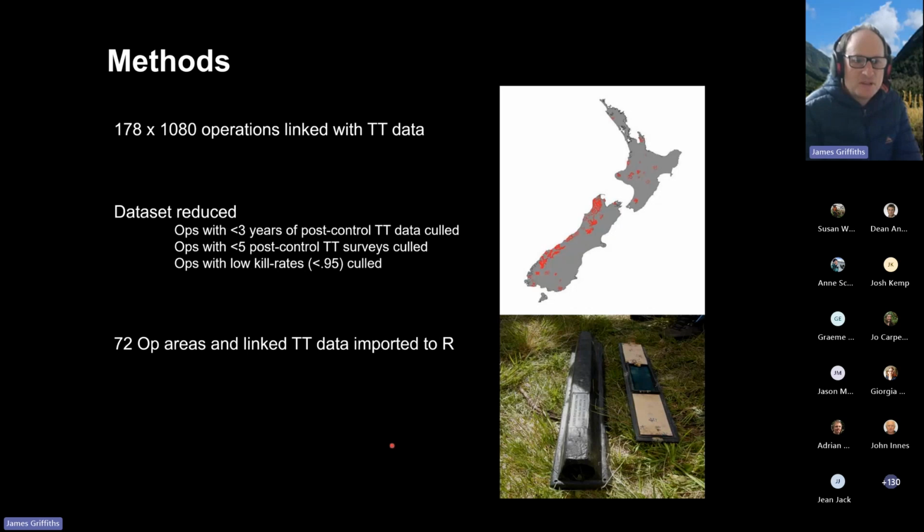We removed data sets that had less than 5 post-control tracking tunnel surveys, and we removed all operations that had really poor kill rates. We only included those that had at least 95% kills. And that left us with 72 operations scattered across the country, and they're sort of illustrated in these red blobs on this map of New Zealand here.